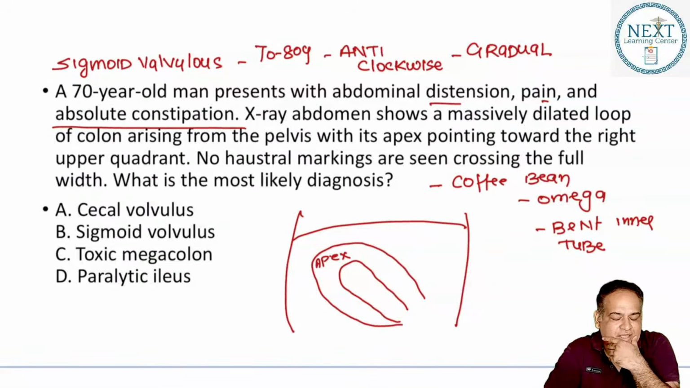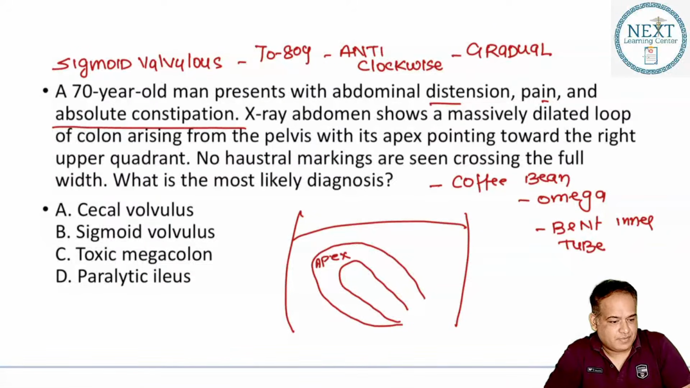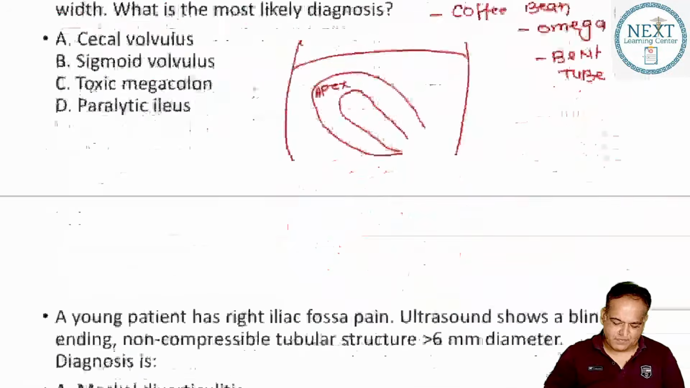Fine. Next thing is the features will appear immediately. Right? It will rotate clockwise. Most common age will be 50 to 60 years. So cecal volvulus and sigmoid volvulus are completely different from each other.